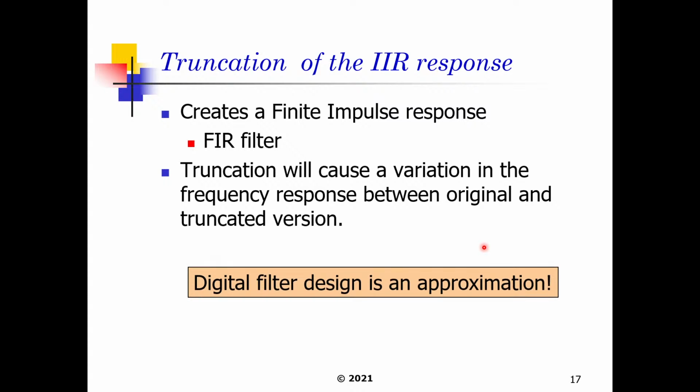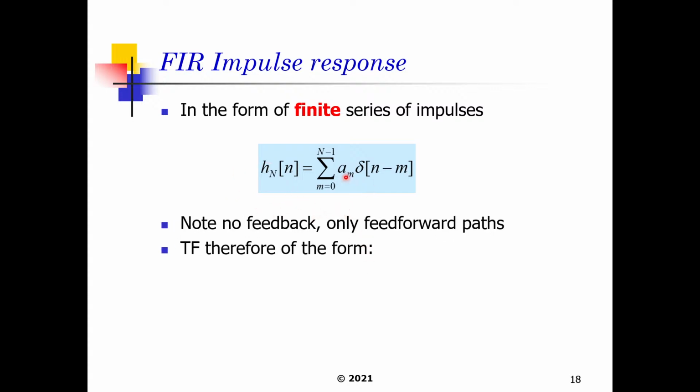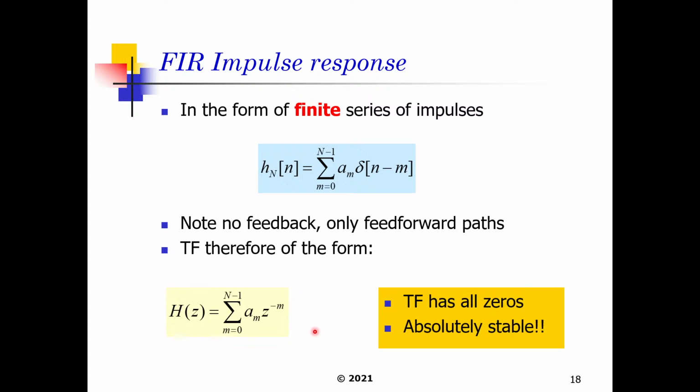And this brings an important point here, in that because we did that truncation, a digital filter design is basically an approximation of the analog filter design. So in the finite series of impulses, if we watch this mathematical equation here, what we can see is that there's no feedback and there's only feed-forward parts, and the transfer function is just going to be of the form here. When we change it from h of n to h of z, it just truncates here. So where we had delta of n minus m, this goes to z to the minus m entirely. And if we actually analyze this transfer function here, we only have zeros, we have no poles. So this entire thing here is going to be absolutely stable.